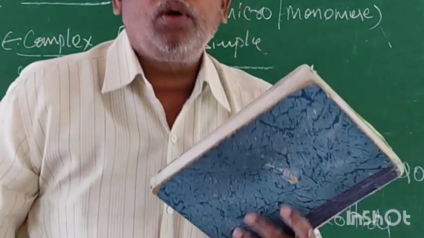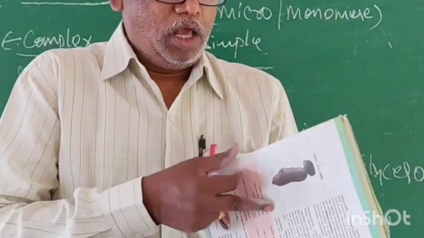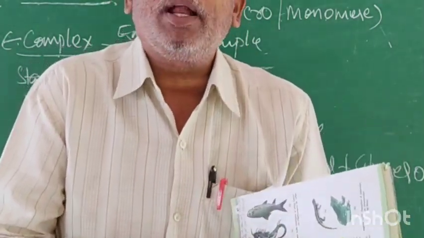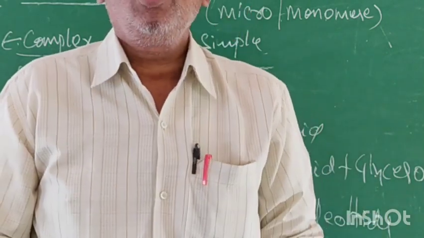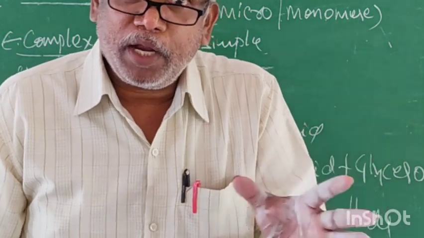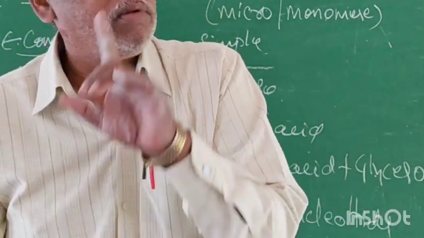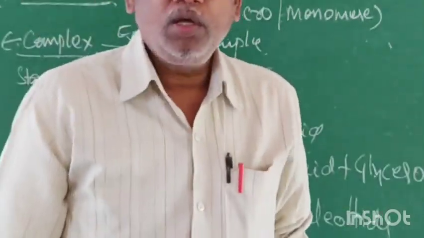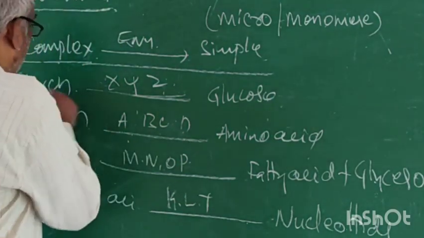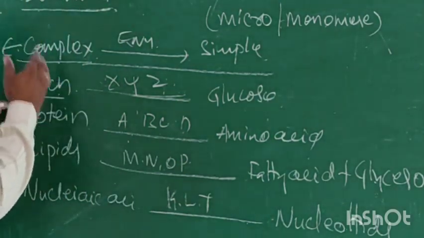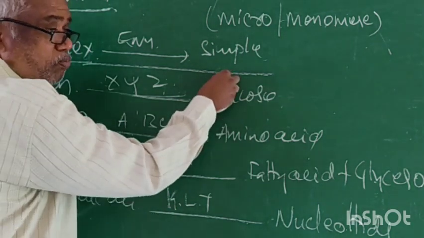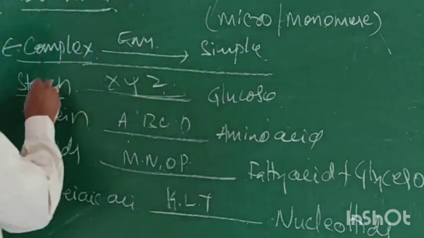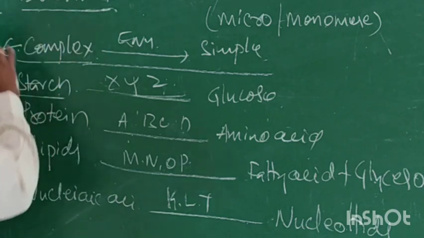Now, this book is a polymer. Paper is a monomer. Many monomers together form a polymer, or a polymer breaks down into monomers. Catch the point. What is this? Starch. When you break down the starch, we will get glucose. The glucose is a simple monomer. The starch is a complex polymer.